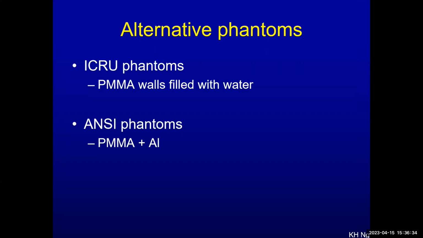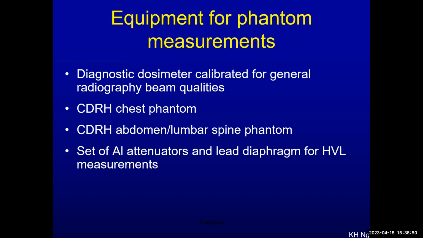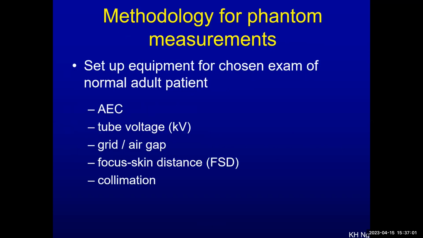An alternative besides the CDRH that was part of the TRS-457, you have an alternative from the ICRU phantom as well. It's PMMA filled with water, a bit troublesome with water in the clinic. You have the NCRP phantom as well, okay, PMMA and aluminum. And there are a lot of others people have researched. So it's similar. This is just a summary of what is needed for this measurement.